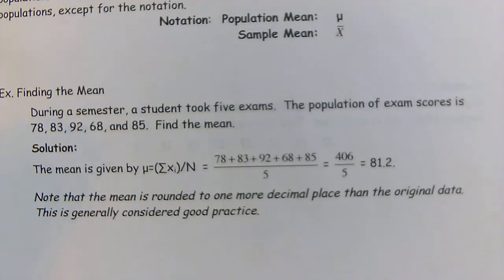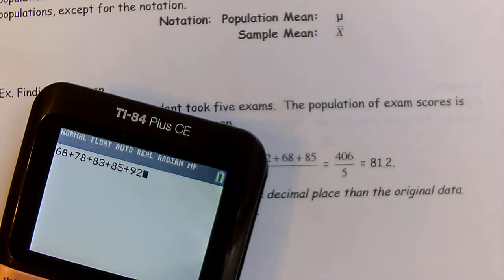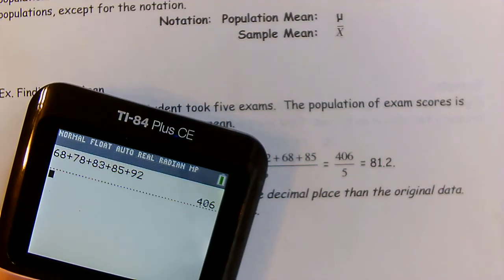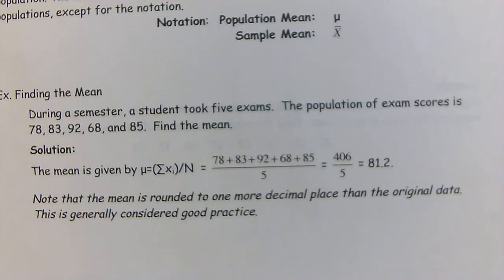So again, to find the mean, if you had 5 exam scores, add them up, divide by the number of exams you had, which was 5. The average is 81.2. The exam scores were rounded to whole numbers, so the mean can be rounded to one more decimal place than the original data. So we go out to 81.2.